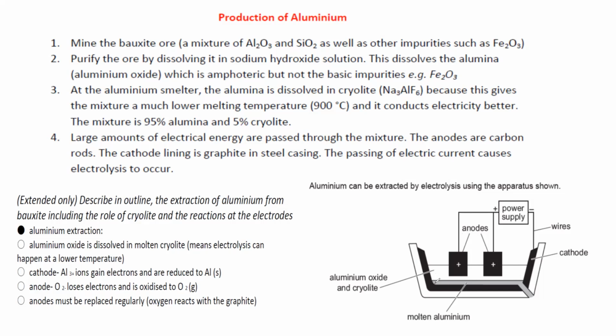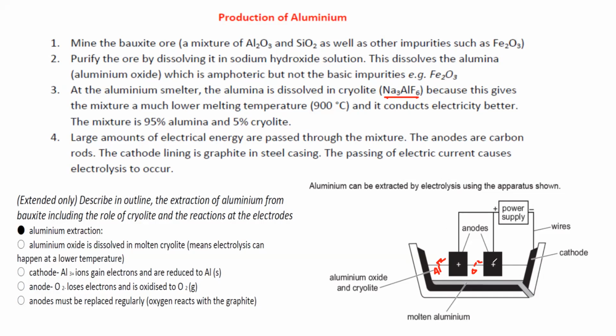Here we have aluminium oxide and cryolite, a mixture. So what will be the ions present? It contains aluminium ion and it contains oxygen ion. What is the purpose of the cryolite? It is used to dissolve the aluminium oxide and it lowers the melting point of aluminium oxide.